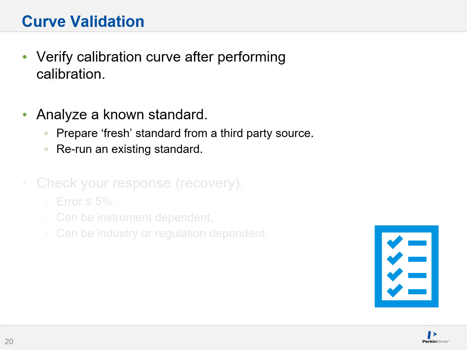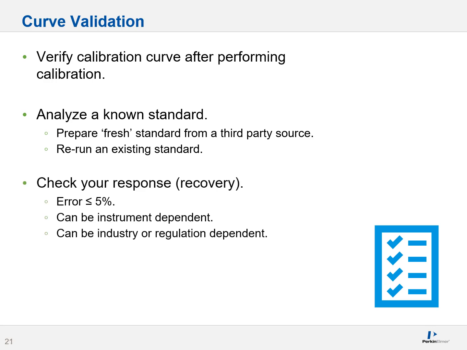How do you do this? Well, really, it comes down to analyzing a known standard. You could ideally prepare a fresh standard from a third-party source, one that's been validated by an outside agency. You could also potentially rerun an existing standard, although quite often people just run both. The second one is definitely less preferred than the first. See how your standard responds.